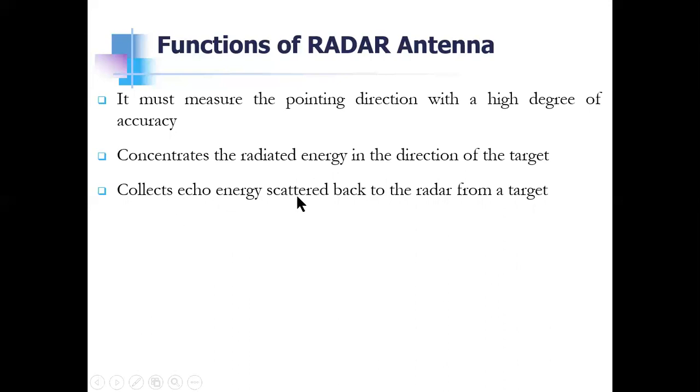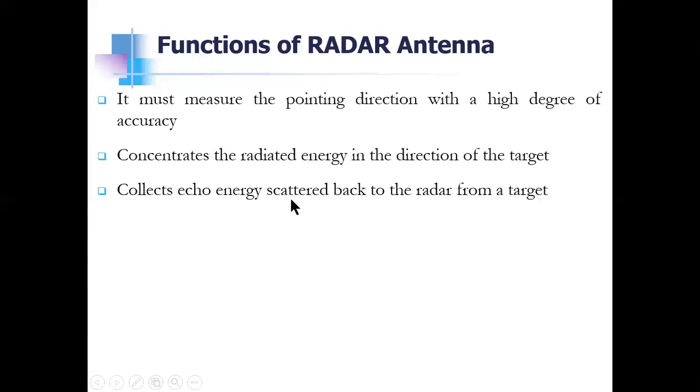Similarly, collecting the echo energy scattered back to the radar from the target is also a measure of antenna effective aperture, that is AE, capital A suffix E. As AE becomes higher, this collected energy becomes greater, right? AE is the effective aperture of the antenna. So if that area is higher, we get more energy collected by the radar antenna, right?